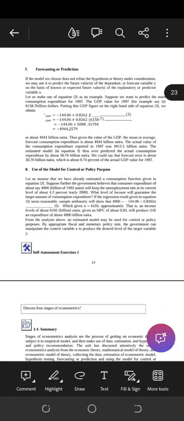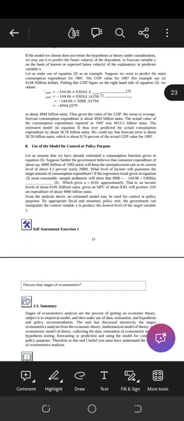So this is now saying that if the model we choose does not refute the hypothesis or theory under consideration based on our hypothesis testing, we may use it to predict the future values of the dependent or forecast variable y on the basis of known or expected future values of the explanatory or predictor variable. Ẹ rí pé àwọn ò sọ̀rọ̀ predictor yìí o, èmi mo kàn dárúkọ ẹ̀ lẹ́ẹ̀kan yẹn pé a lè pè ní predictor.